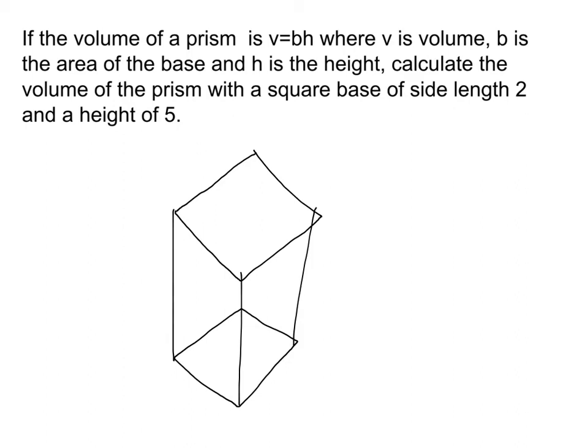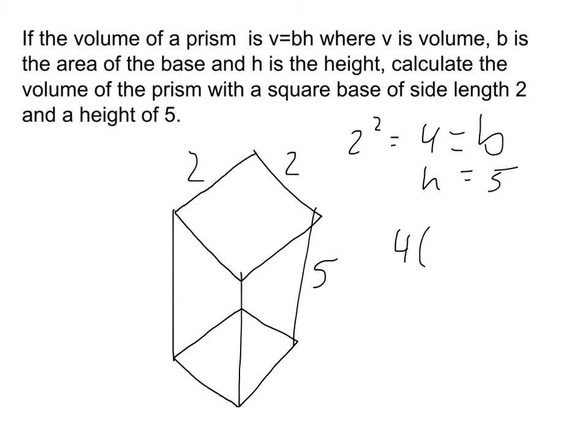Remember we said the base was a square with side length 2, so we need to find the area of that base. Well, we know that the area of a square is just the side length squared, so 2 squared equals 4. So that's the area of the base, that's B. And we know that H, it said, is 5, so I could label that here 5. To find the volume of this prism, we just do the area of the base, which is 4, times the height, which is 5, so you'd get a volume of 20 for this prism.